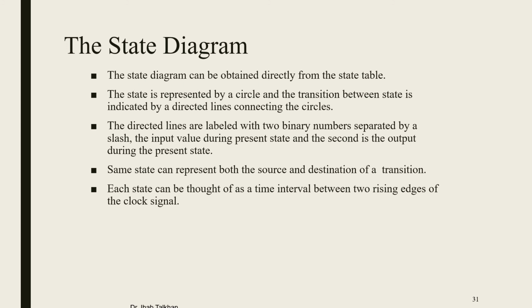And this is input over output. Or you can label the directed arrow by the status of the flip-flops. The same state can represent both the source and destination of a transition. Each state can be thought of as the time interval between two rising edges of the clock signal. This is a description of what's meant by the state diagram.